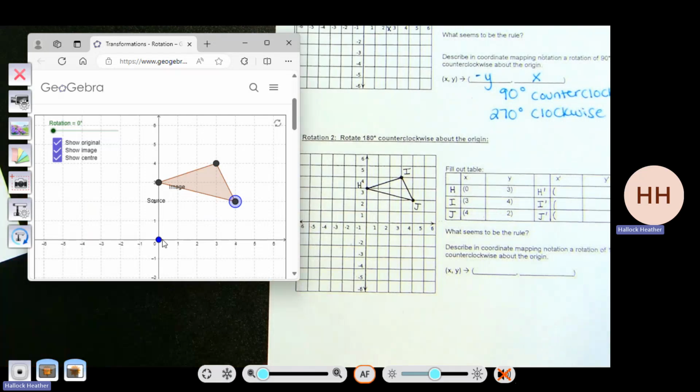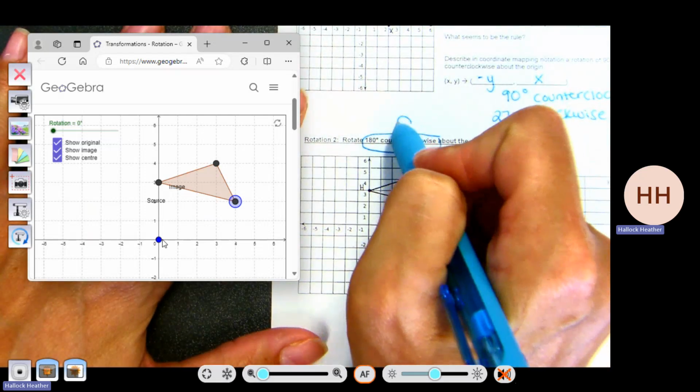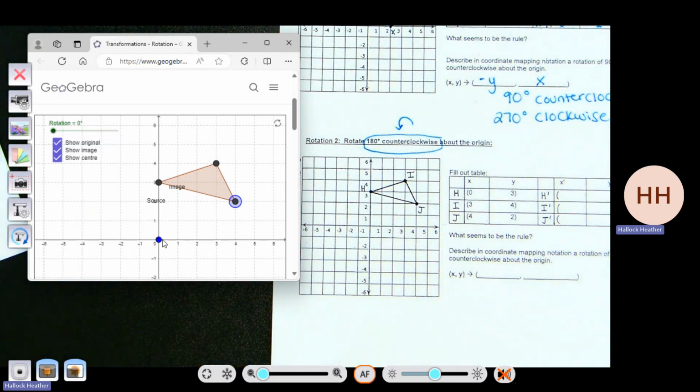Okay, so once you have your triangle, we're gonna go 180 degrees counterclockwise. We're still going to the left because you're always gonna go to the left unless it specifically says clockwise, but it's always gonna say counterclockwise. So we're gonna change our rotation. Right now it's at 0, meaning it has not moved. I'm gonna go 180 degrees.